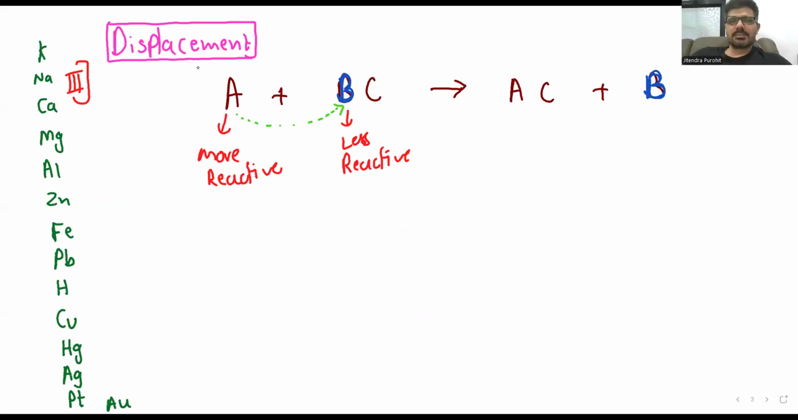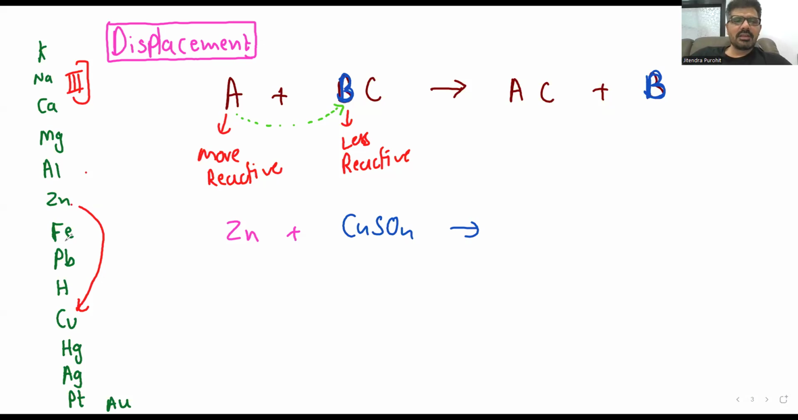Then, beta, in displacement, the more reactive metal will displace the less reactive one. So I write zinc plus copper sulfate. Let us see what will happen. The one that is going to displace, first you have to see where zinc is. Zinc is above. Copper is below. So yes, it will displace.